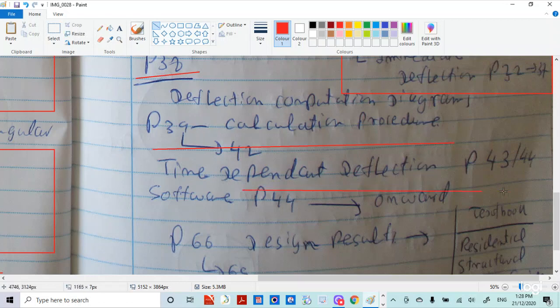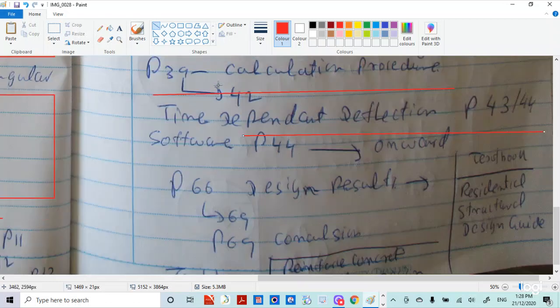The time dependent deflection calculations are on pages 43 and 44. After that we have to be concerned about time dependent deflection: the longer the time, the more deflection can happen, so the time dependent deflection factor has to be calculated on pages 43 and 44. From page 44 onward we can utilize the software application. Then on page 69 the design conclusion comes out.